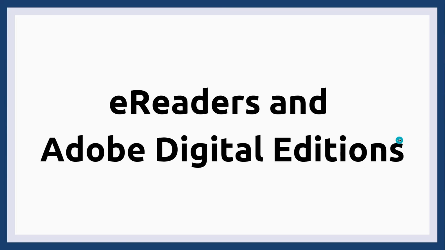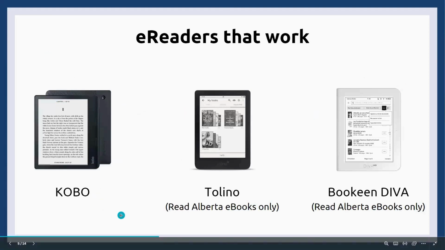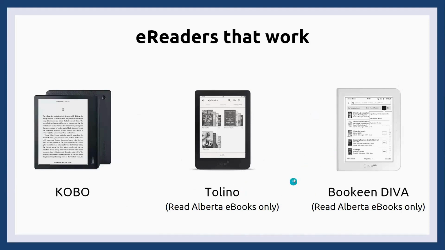All right, but to get ebooks from a PLS e-resource to an e-reader, we need to use Adobe Digital Editions. But before we do that, let's take a look at some e-readers that do work and some that don't work. So like I mentioned, the Kobo e-reader is the preferred choice, but there are also a couple other brands that work with the Read Alberta ebook resource, and that is the Tolino and the Booking Diva e-readers. You're not going to run into these ones very often, if ever. You're mostly going to be dealing with Kobos, so I wouldn't worry too much about these brands.